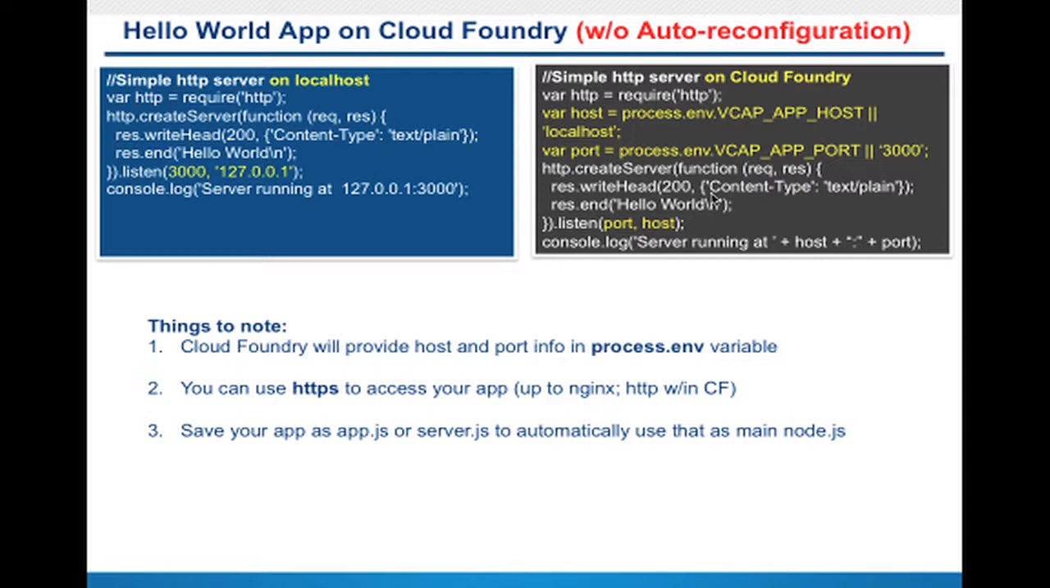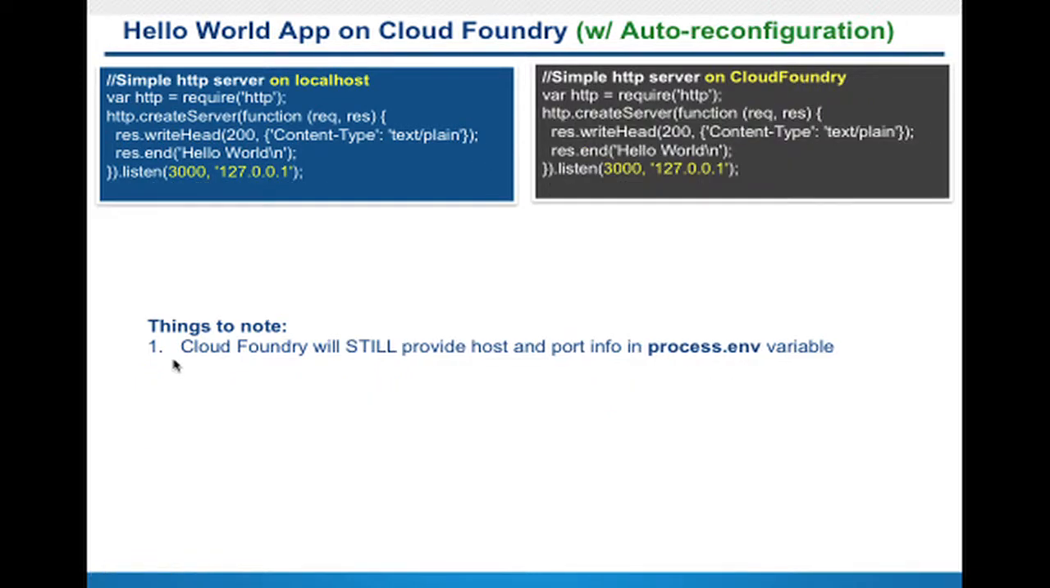So for example, you can get port information by saying process.env.VCAP_APP_PORT. But as you can see, you had to make this change to your code base in order to run it on Cloud Foundry. Okay, let's take a look at how it would change with this new auto-reconfiguration feature.